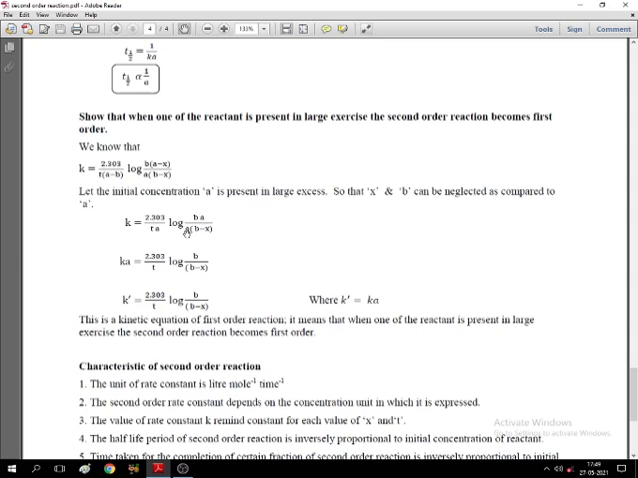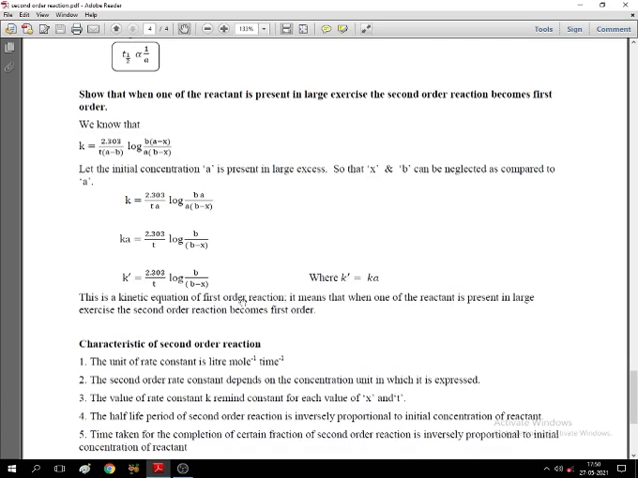Now this A and this A get cancelled. Here we get, if we shift this A on left side, it is k into a is equal to 2.303 divided by t log of b upon b minus x. Now this is a kinetic equation for a first order reaction. हे इक्वेशन कशाचं आहे? फर्स्ट ऑर्डरचं आहे, जिथं इनिशियल कॉन्सन्ट्रेशन काय आहे? b आहे, right? Now this term k into a will be new constant, therefore k dash is equal to 2.303 divided by t log of b upon b minus x.